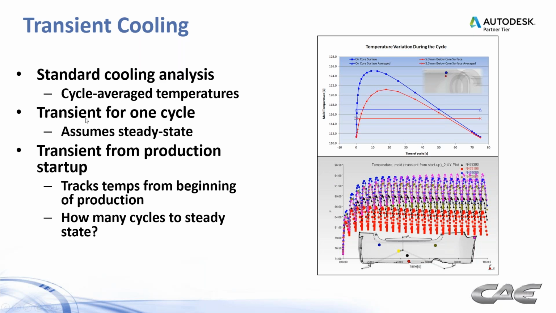So that would be a single cycle transient for one cycle. The assumption there is that we've reached steady state. But what if you need to know how many cycles it's going to take to have your production start up? You can also do a transient analysis from production startup, and this would track these same temperatures, but we would start at, say, room temperature and see how many cycles it takes for us to reach steady state. And you can kind of see things leveling out right in this area here. So again, more advanced analysis, much more time consuming and so forth, but there are a lot of good things to gain from that as well.